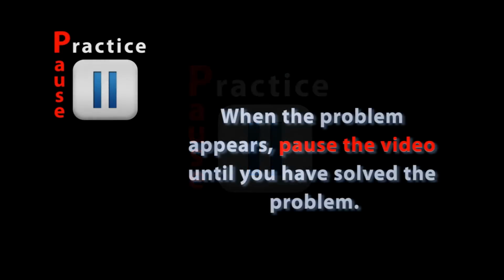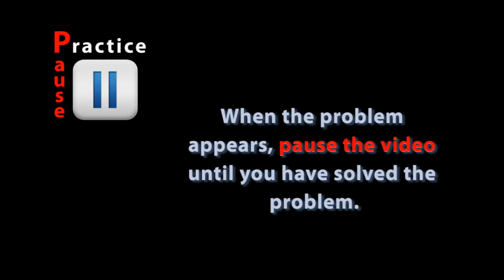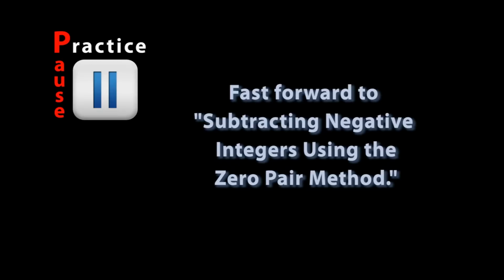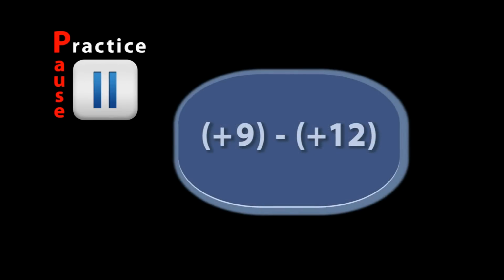Now it's your turn to use the zero pairs to subtract positive integers. As before, when the problem appears, press pause until you've solved the problem. Then press play and we will check your answer together. If you do not wish to practice, press fast forward to the next section of the video, subtracting negative integers using the zero pair method. Ready? Here's your practice problem. +9 minus +12.